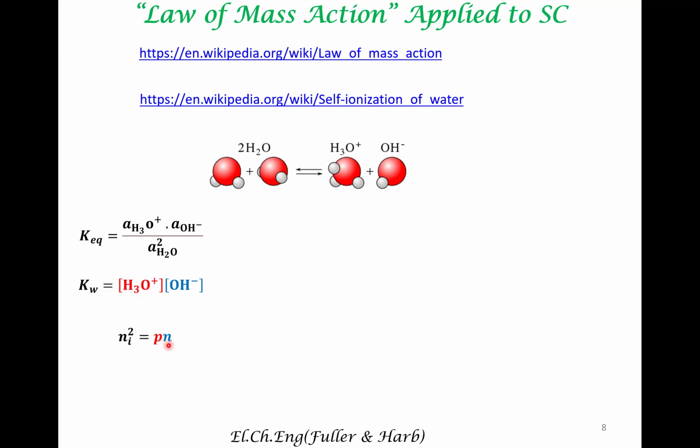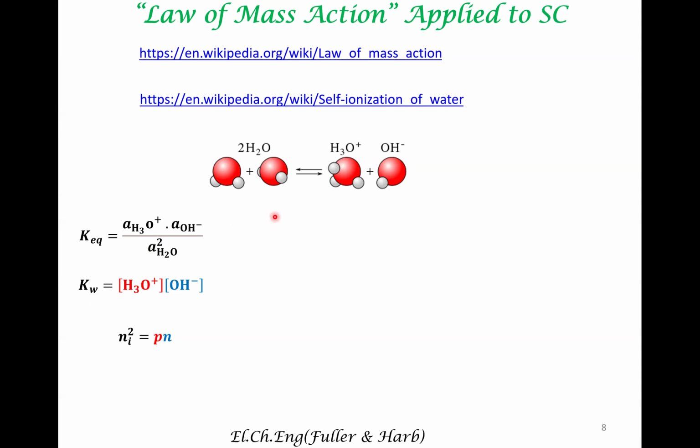proton carriers in water. Corresponding to hydroxyl, you can correlate the n-type carriers in a semiconductor. So Ni squared, where Ni refers to the intrinsic carrier concentration, is equal to P times N. This is often stated as a law, but the basis of the law is pretty much like what you have seen in simple chemical equilibrium in water.